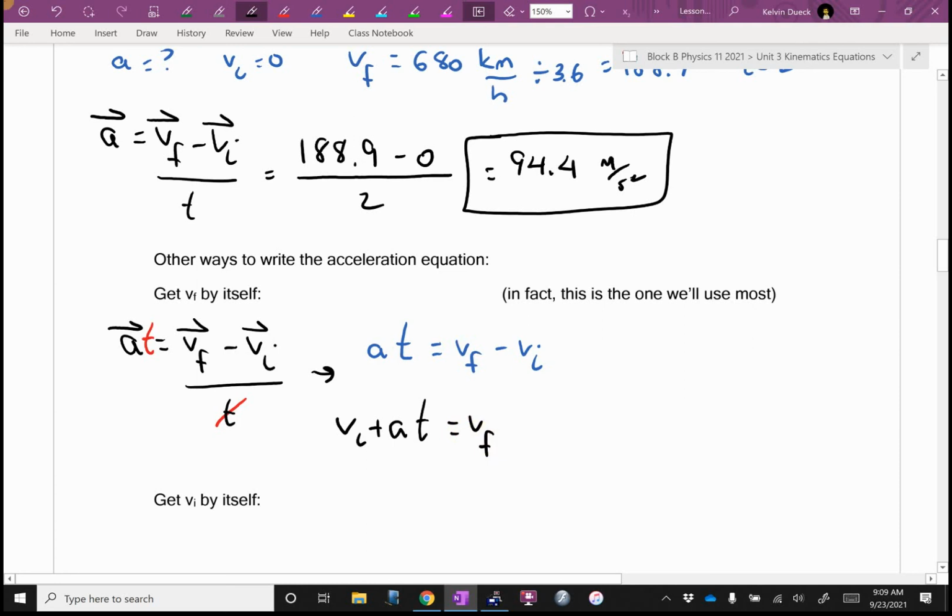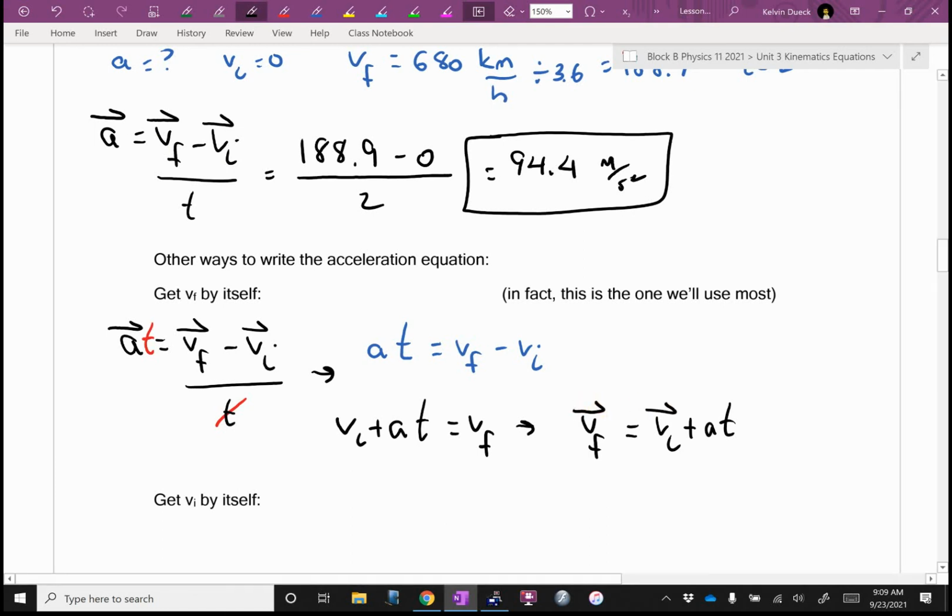Except we're used to seeing the thing by itself on the left, so we typically write it like this. Do me a favor. Look at your green sheet. Did I give you that equation? That's why I said, when you said, Mr. Dewick, you didn't give us this equation on the green sheet. Yeah, I did. I gave it to you in the non-fraction form because kids like that one better.